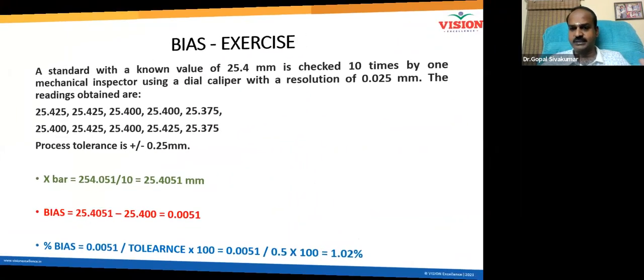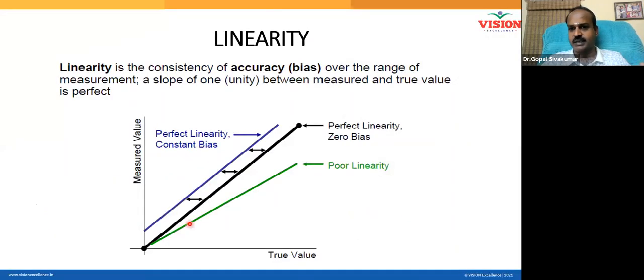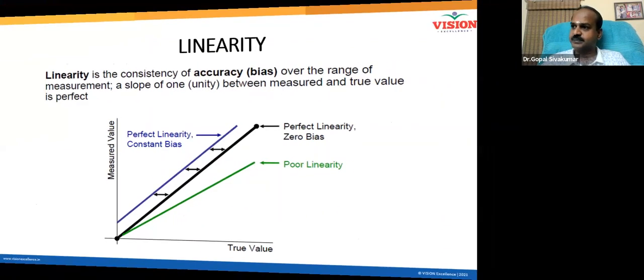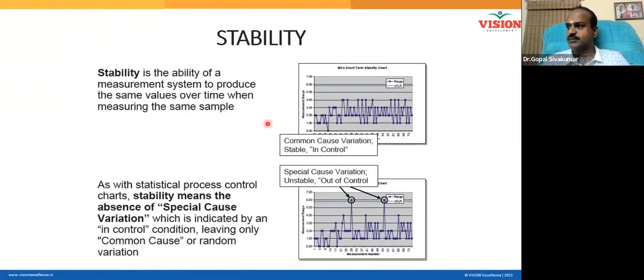So bias already discussed. I'm just skipping this. Linearity. If you look at the blue color line, it's perfectly linear, but look at the green color line, it's not linear. Why is it not linear? Bias keeps on increasing. And looking at the control chart, in this first control chart all the points are well inside the control limit, whereas in the second one, certain points are going beyond the control limit, indicating that your equipment is unstable, right?